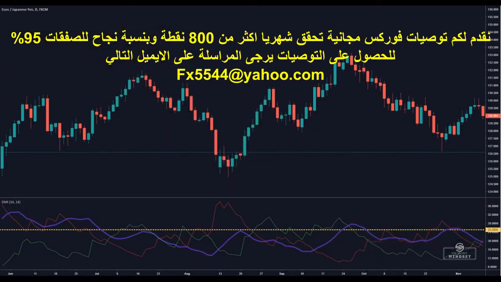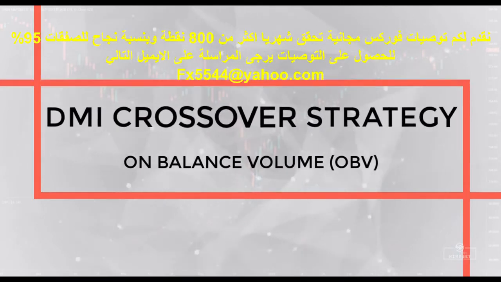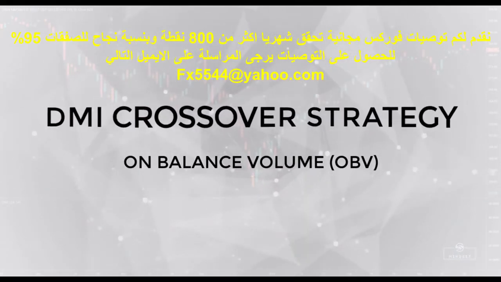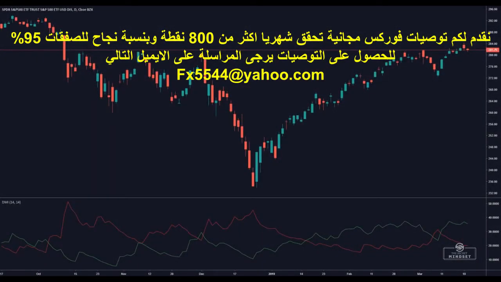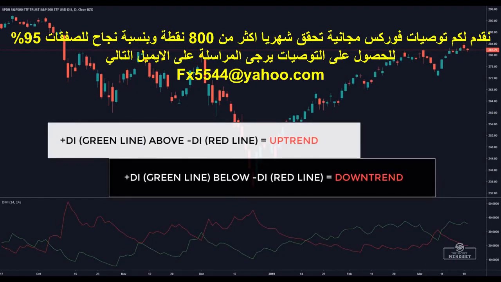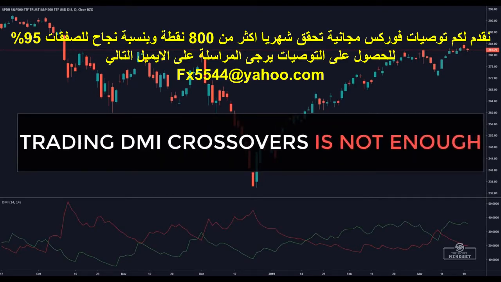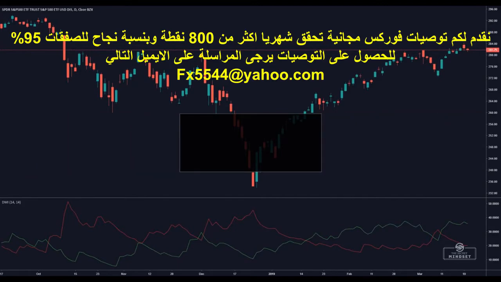Now that we fully covered the good and the bad regarding the ADX, let's see how we can use it in a trading strategy. The trading strategy involves a DMI crossover confirmed by the on-balance volume. As we previously saw, a common way to take entries with the ADX indicator is by spotting the DMI crossovers. The positive DMI, the green line, crossing above the negative DMI, the red line, suggests an uptrend, and the positive DMI, green line, crossing below the negative DMI, the red line, indicates a downtrend. However, this setup alone is not enough to be profitable and will offer a lot of false signals.